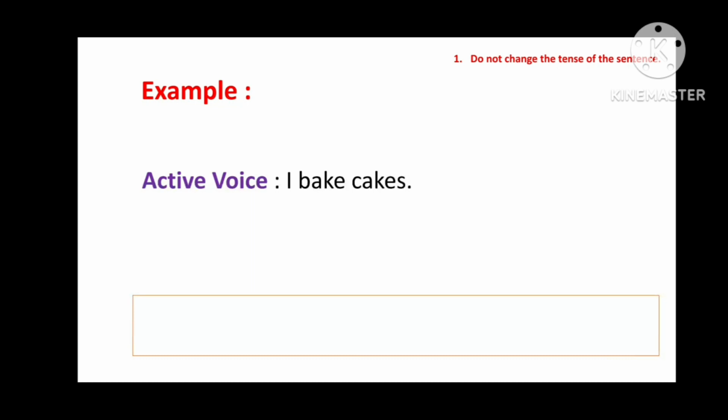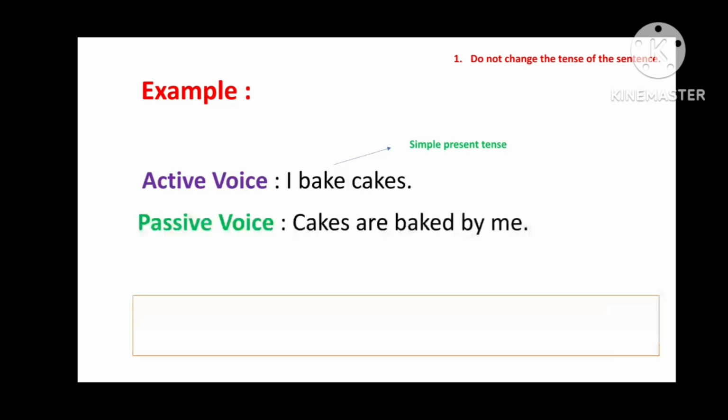For example, active voice is I bake cakes. Now here the tense of the sentence is simple present tense. In the passive voice it will become cakes are baked by me. The word are refers to simple present tense.